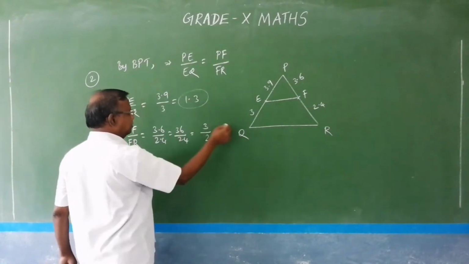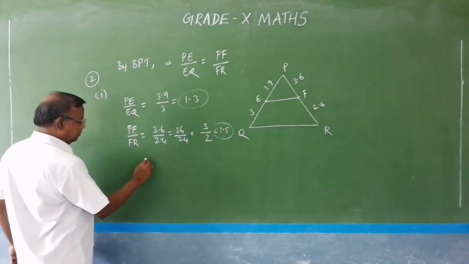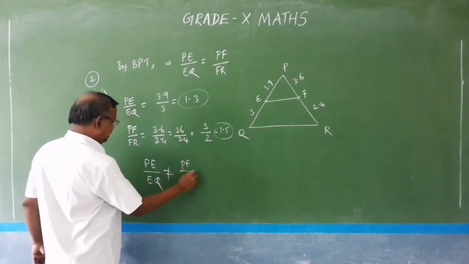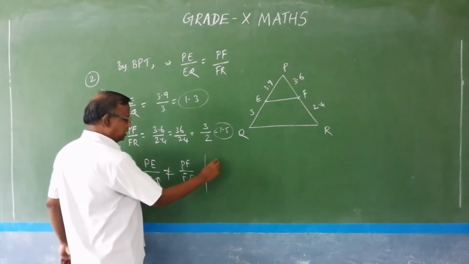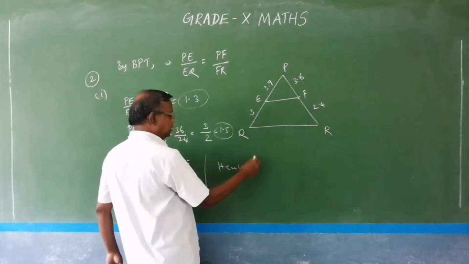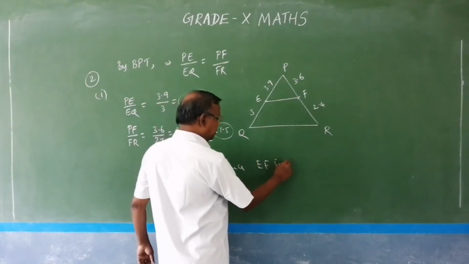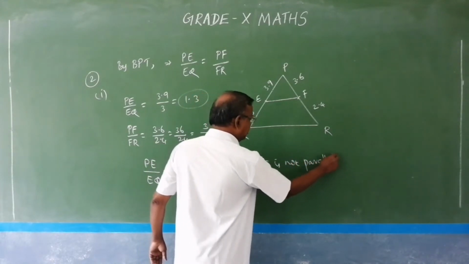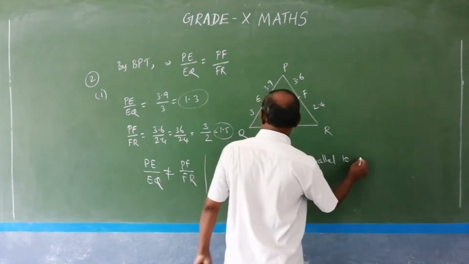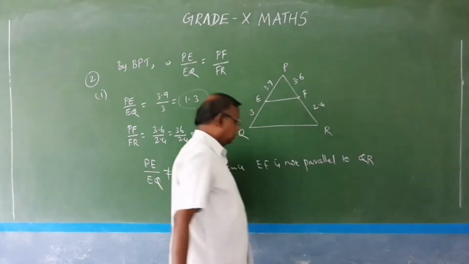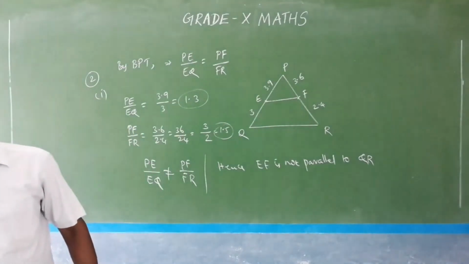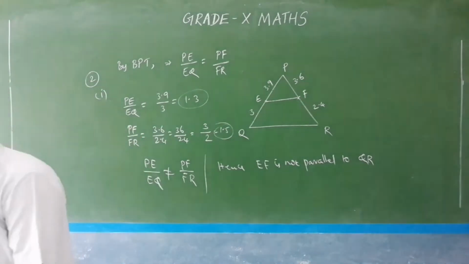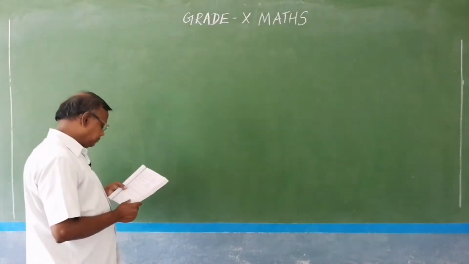So, these values are not equal, that is PE by EQ is not equal to PF by FR. Hence, EF is not parallel to the side QR. Likewise, you do the remaining subdivisions, and let us solve question number 10.